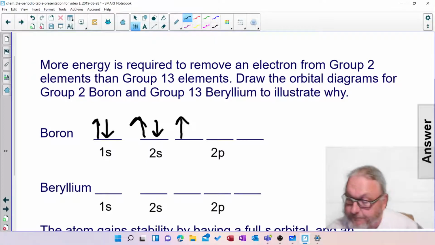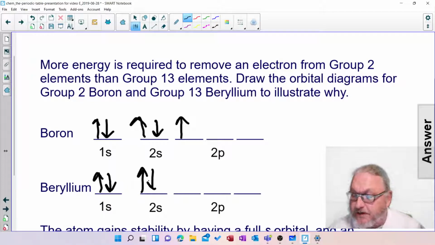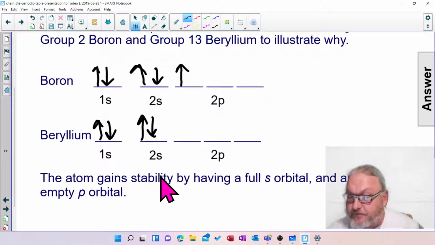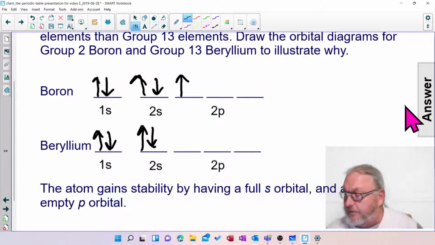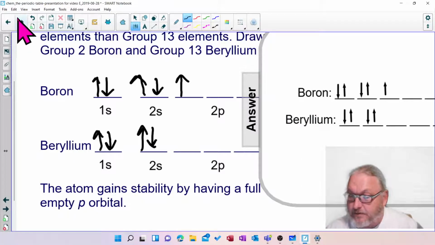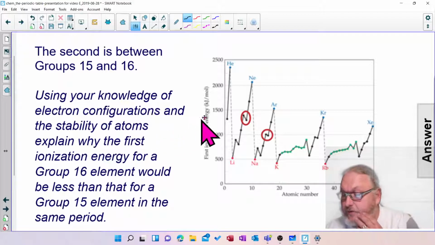Now let's do beryllium. There's 4, 1, 2, 3, 4. So I've actually got some stability, right? I've got 2 full s orbitals, but I don't have an empty orbital there. So if I can donate that electron or get rid of it, that makes the atom feel a little bit more stable. Let's see, we got that right. There we go. Hey, I did it. Yay me.